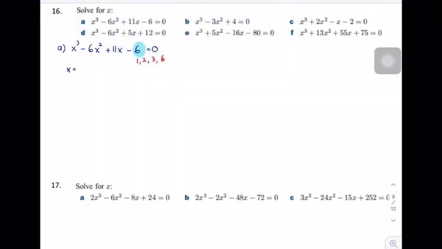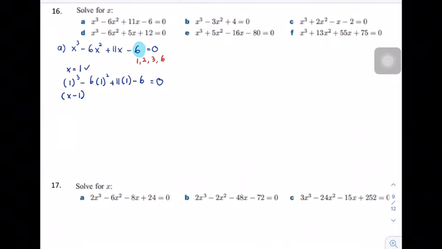Okay, so we substitute x equals 1. It will become 1 cubed minus 6 times 1 squared plus 11 times 1 minus 6. Okay, so this one is equal to 1 minus 6 is negative 5. Negative 5 plus 11 is 6. 6 minus 6 is 0. Bingo! Okay, so we get the first factor, which is the first root, which is x equals 1. That means the first factor will be x minus 1. Okay, so we already got the first factor.